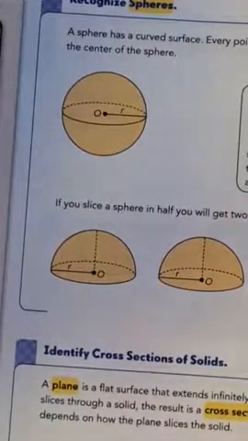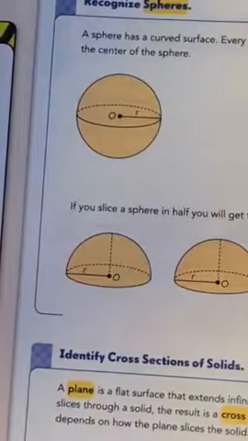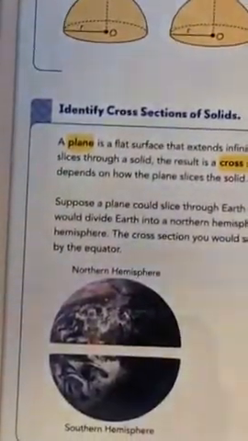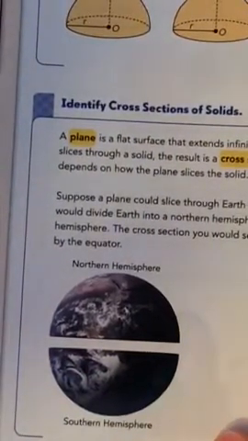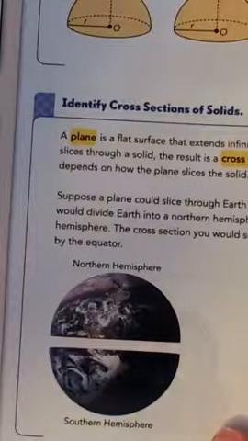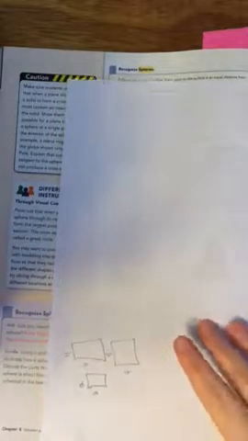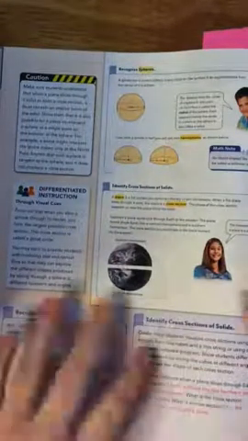Okay. Now, we're going to talk about some cross sections. And these are where these two words come into play. So a plane is a flat surface that extends infinitely in 2 dimensions. So a sheet of paper, that's a plane. Or a wall, that's a plane. And a plane actually goes on forever in every direction that it's hitting in. So like this piece of paper, that would be a plane, right? Because it's flat and crosses through.